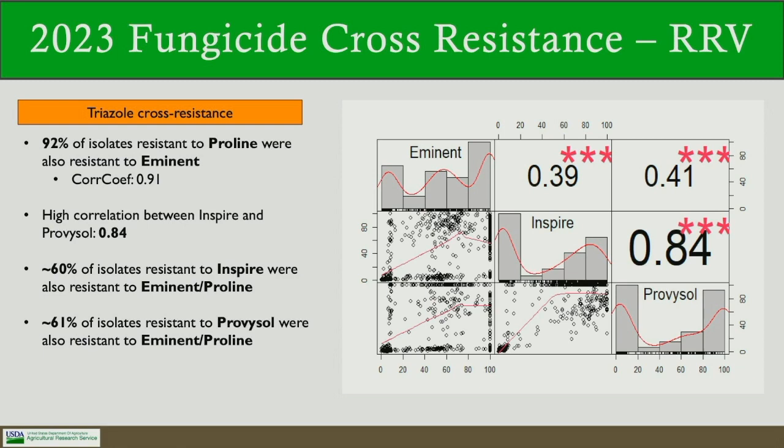And then when you look at Inspire and Provysol, so I probably should have had their percent cross-resistant isolates up there as well. Their correlation coefficient is about 0.84, which is a very high correlation coefficient. And when we look at the cross-resistance, it's about 89% of isolates that are cross-resistant between those 2. So really you have these sort of 2 categories of DMIs.